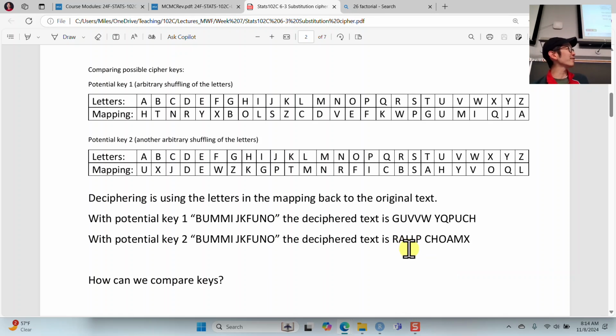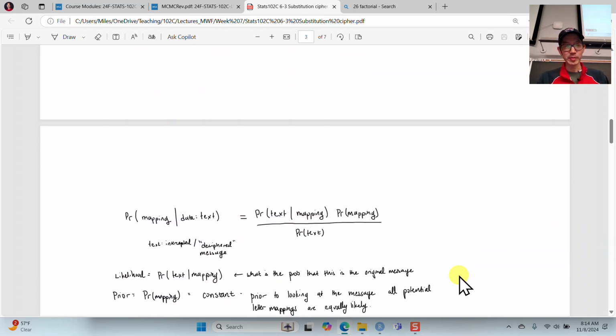RALL, that feels like it could be a part of a real word. GUVV, I don't know, is there any word like that? Not really, right? So just our gut instinct says, okay, this one feels a little bit better than that one. Let's try to formalize that.